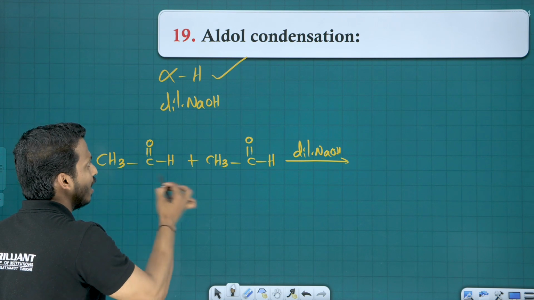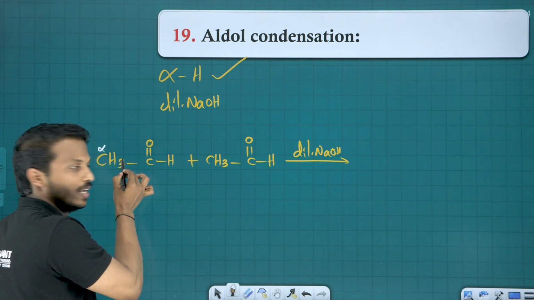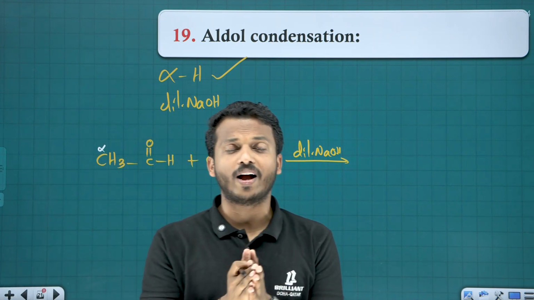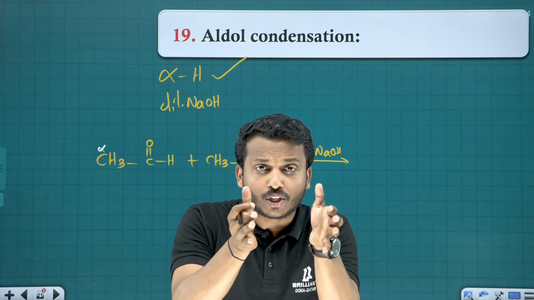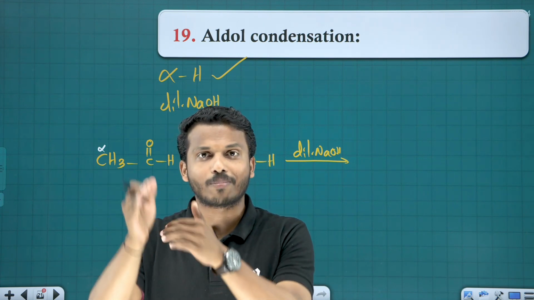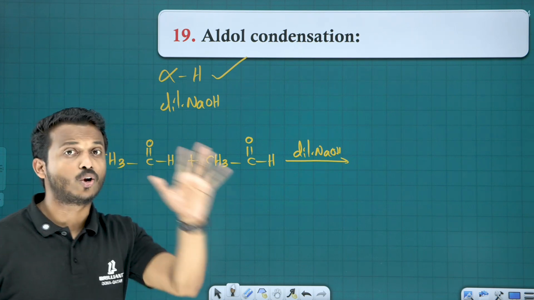So this is the aldehyde functional group. This is the alpha carbon. Yes, it contains alpha hydrogen. What is meant by alpha carbon and alpha hydrogen? The carbon connected to the main functional group is called the alpha carbon. The hydrogens on the alpha carbon are alpha hydrogens. I'll give a short method to do aldol condensation.